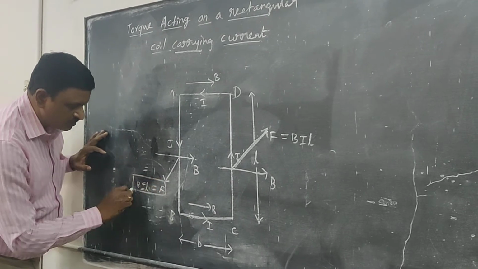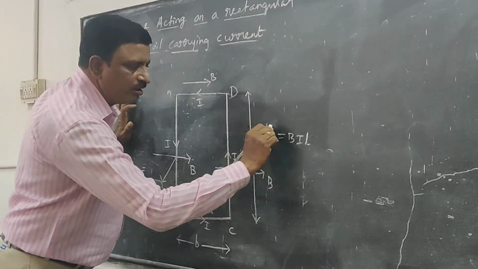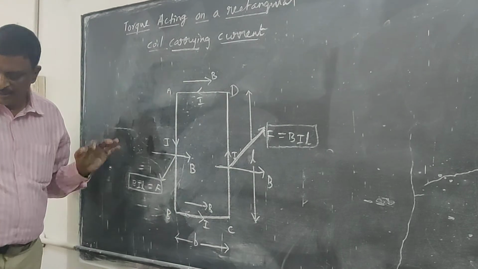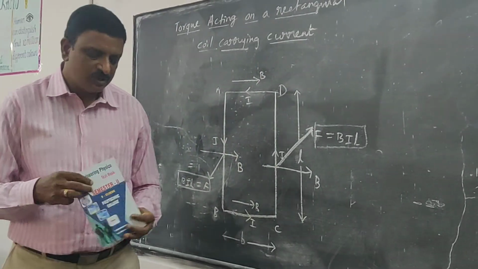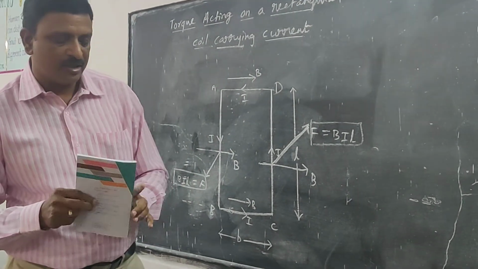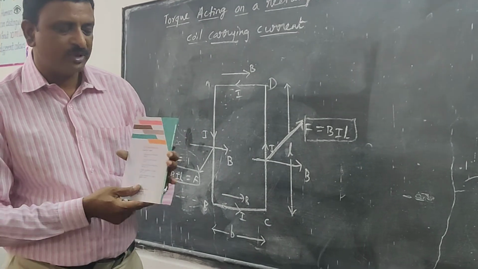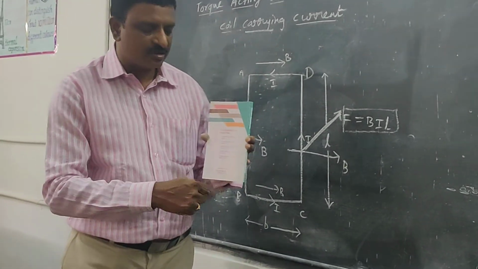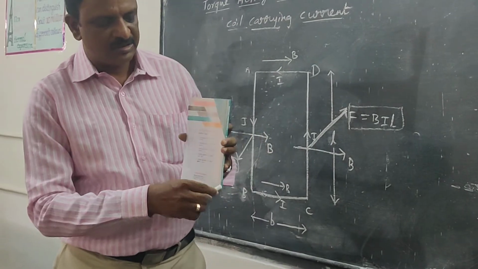So two equal forces acting in the opposite direction constitute a rotating torque. Now in the rectangular coil, for example, I am going to explain with this book. So this is the rectangular coil. So A, B, C, D.